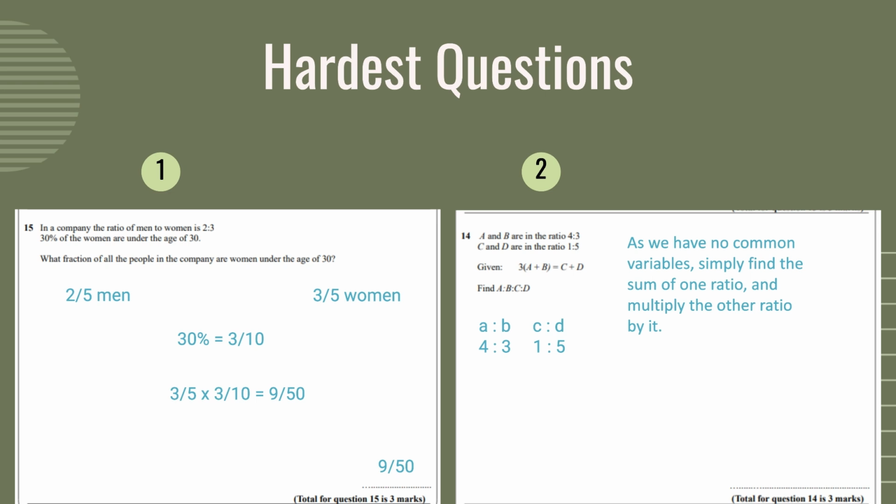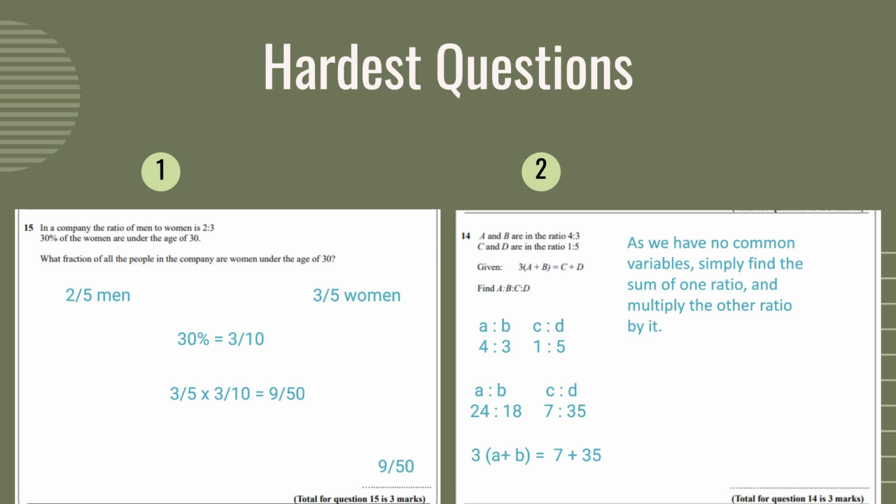What I mean by this, we do 4 plus 3 equals 7, then we times C and D by 7. And we do C plus D equals 6, and we times the ratio of A to B by 6. Which now gives us the ratio of 24 to 18 to 7 to 35. Now, given that 3 times the bracket of A plus B equals C plus D, we know that 3 times the bracket of A plus B equals 7 plus 35.